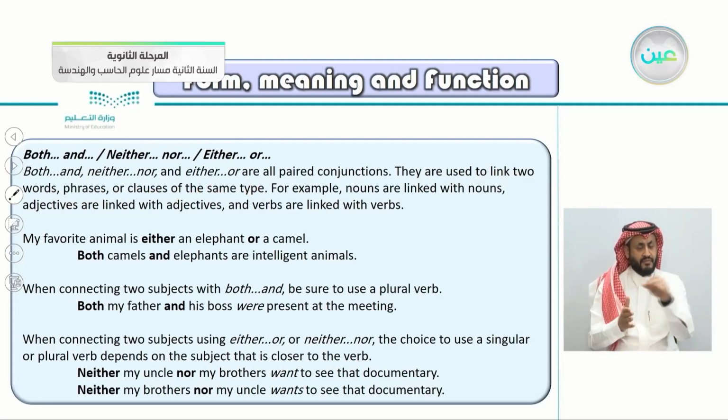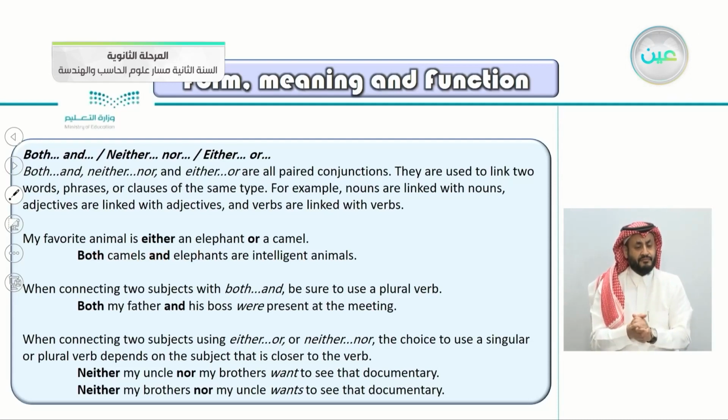For example, nouns are linked with nouns, adjectives with adjectives, and verbs with verbs. So let's read some examples here. My favorite animal is either an elephant or a camel. So elephant and camel are both nouns. Both camels and elephants are intelligent animals. Both and, camels and elephants are adjectives.